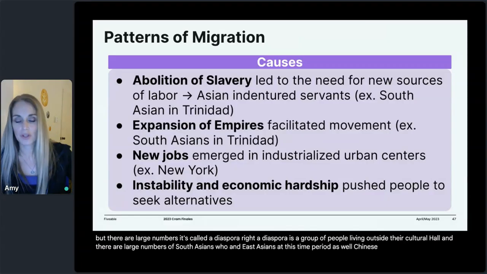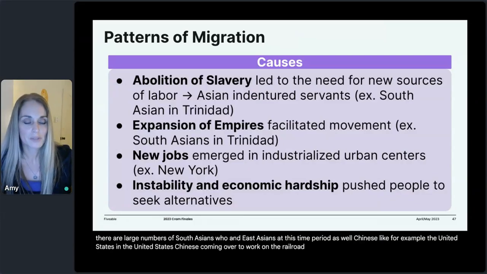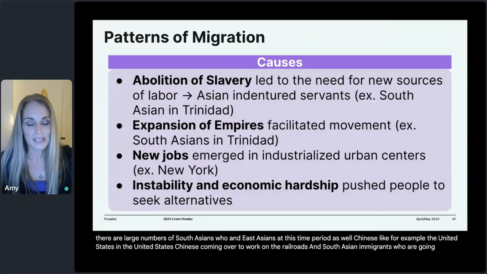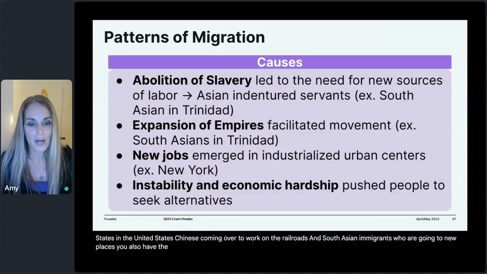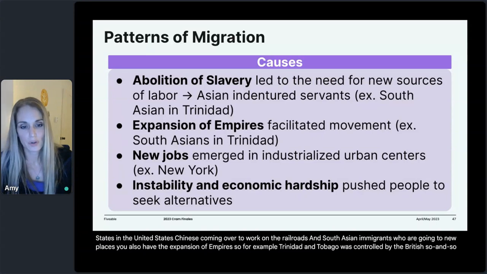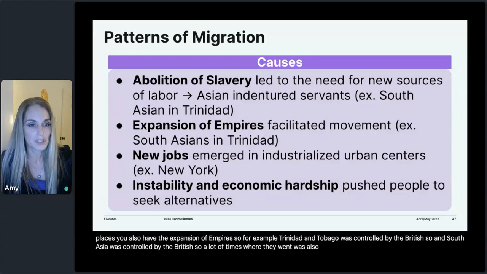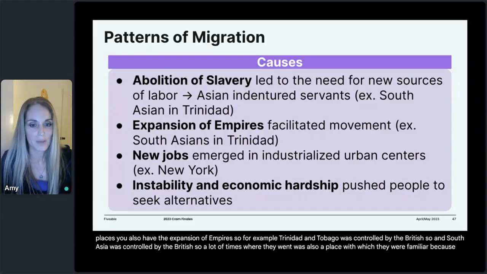Chinese, for example, in the United States, came over to work on the railroads. So you have Chinese immigrants and South Asian immigrants going to new places. You also have the expansion of empires. For example, Trinidad and Tobago was controlled by the British. South Asia was controlled by the British. So a lot of times where they went was also a place with which they were familiar because they were part of the same empire.